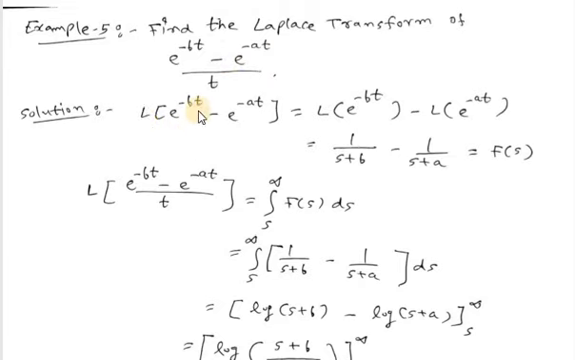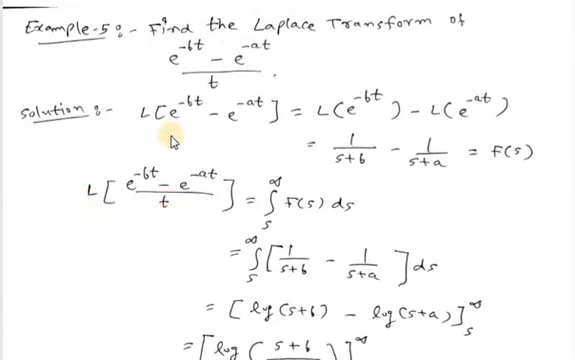So Laplace of e raised to minus bt minus e raised to minus at is equal to Laplace of e raised to minus bt minus Laplace of e raised to minus at. Laplace of e raised to minus bt is 1 over s plus b, minus Laplace of e raised to minus at, the answer is 1 over s plus a. Now this is f of s. Now we will apply the concept of division by t, that is Laplace of f t by t.